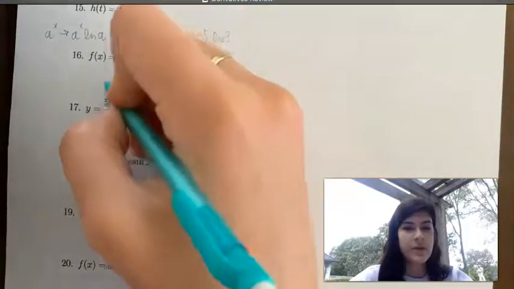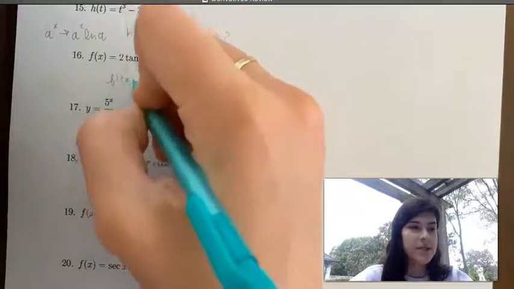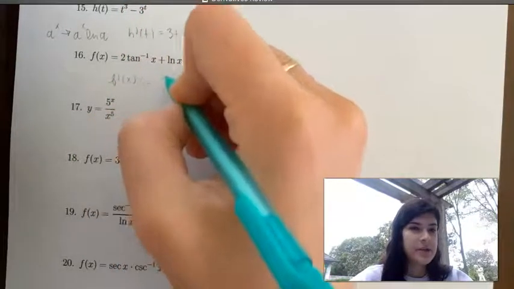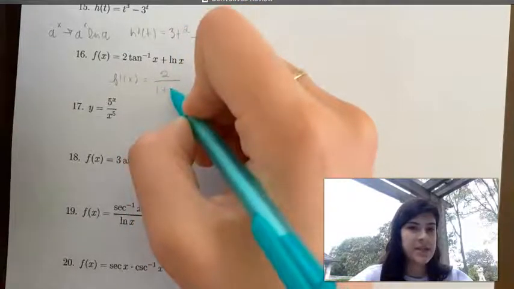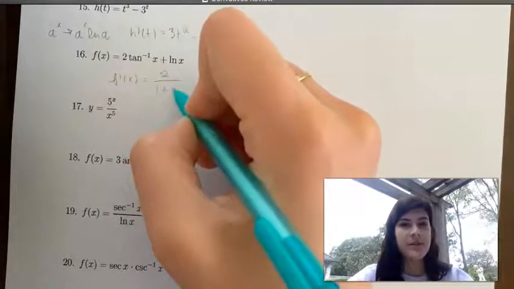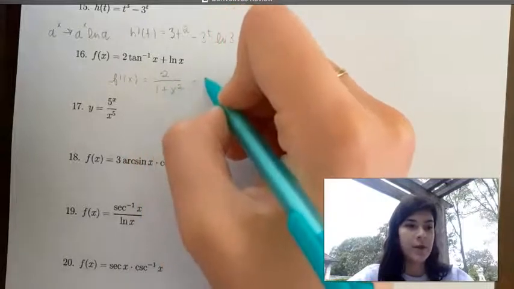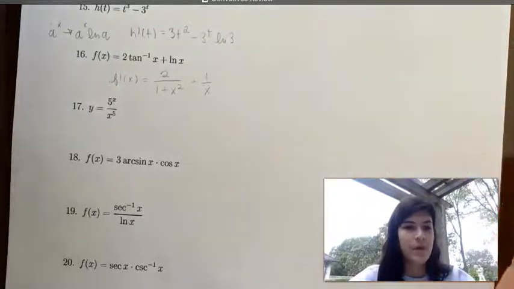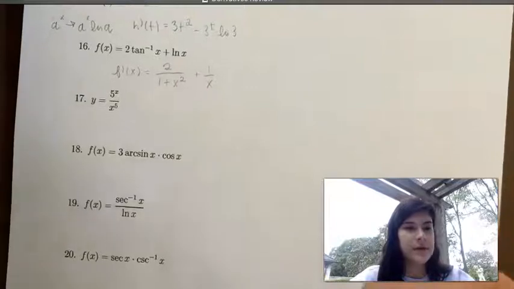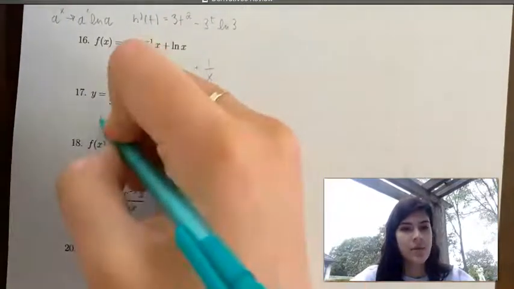This one's a little weird because of that inverse of tan, but we got it. So we're going to keep the 2, and then remember that the derivative is 1 over 1 plus x squared. But then we have that 2, that's the constant, so that's why I wrote that. And then also remember that the derivative of ln of x is 1 over x.